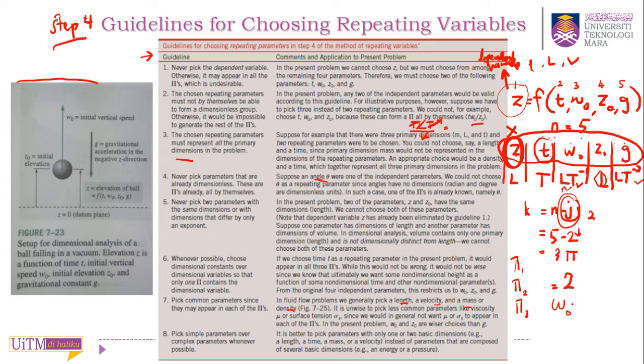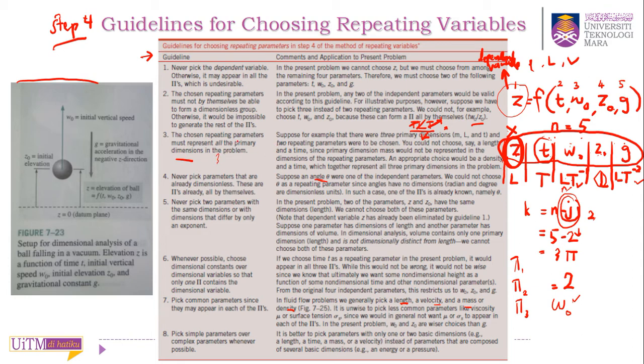W0 is correct. But you have a simpler parameter that you can choose compared to G, because you have LT minus 2. So in step 7 and 8 of the guideline, they ask you to pick the common one and also the simple one. So you already chose W0, so this already satisfies representing all the primary dimensions.